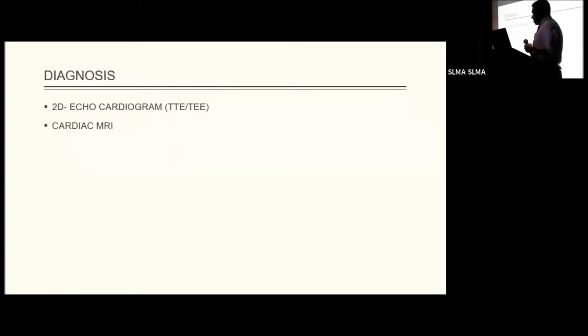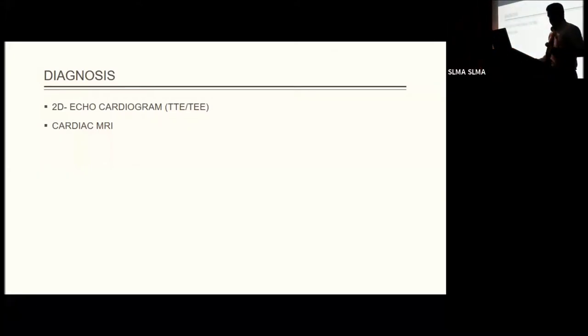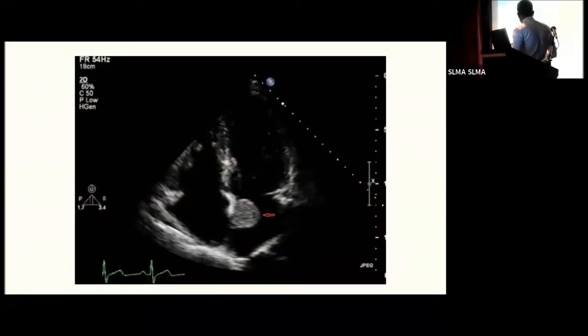So diagnosis: basically it's not rocket science to diagnose atrial myxoma. The most important thing, our training goes into how to suspect an atrial myxoma. And if you suspect an atrial myxoma, excluding the diagnosis is not going to be a big deal, I suppose. So 2D echo or cardiac MRI would be useful.